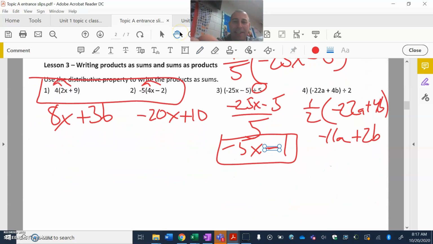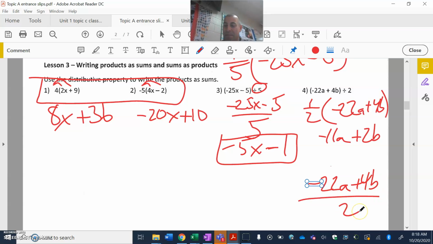Look at all that space I've got. So -22a plus 4b, all of it being divided by 2. And again, -22 divided by 2. So again, the idea of multiplying by the reciprocal is the exact same thing as dividing. So take that as to whatever one makes you feel more comfortable. Do you like rewriting as distributive property? Do you like rewriting as a fraction? Maybe it's just what you feel like on that particular problem.